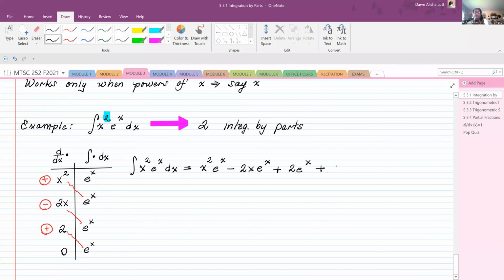So if you get an x cubed something something on the test, believe you me, I am not expecting you to do three integration by parts. I'm expecting you to use the rule for powers of x.